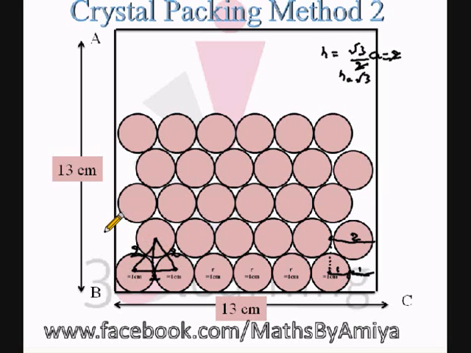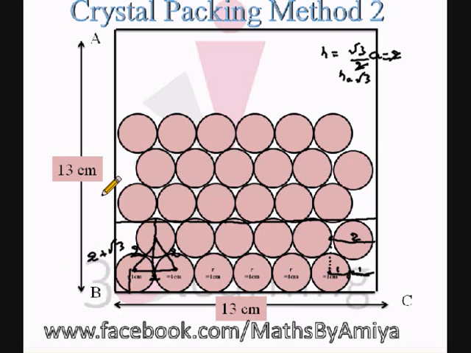If we place 2 layers of circles, what is the total height from here to here? This height is 1 centimeter because it's a radius. This height is 1 centimeter, again a radius, and the height of the equilateral triangle is root 3. So the total height of 2 layers is 2 plus root 3.